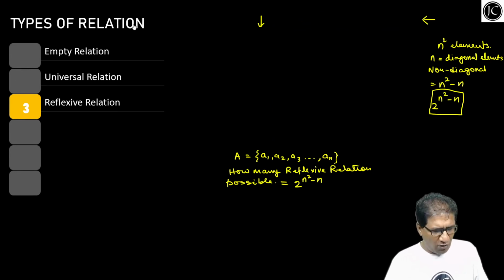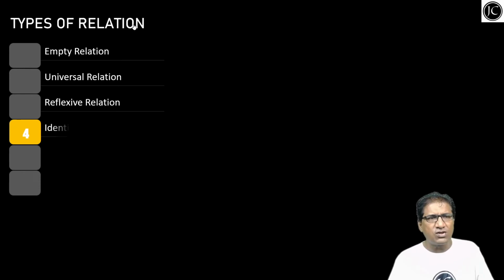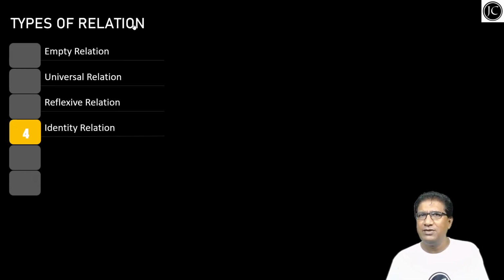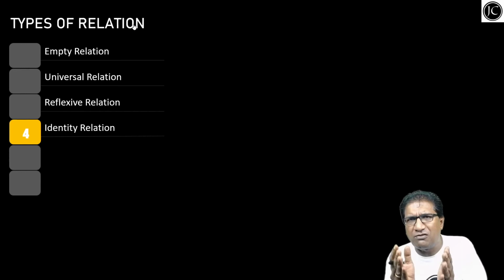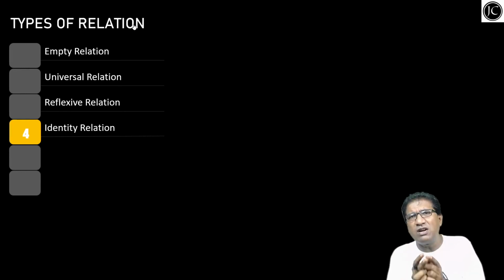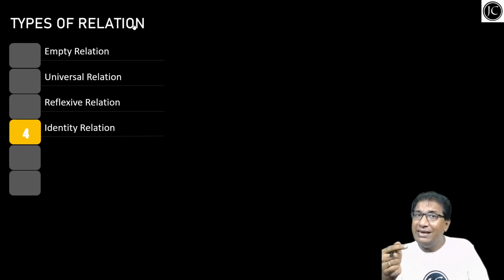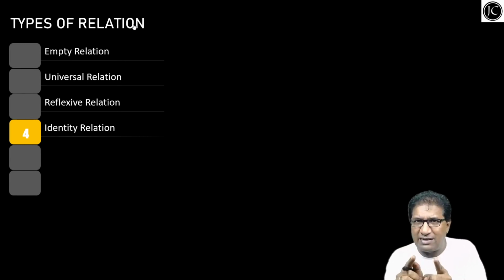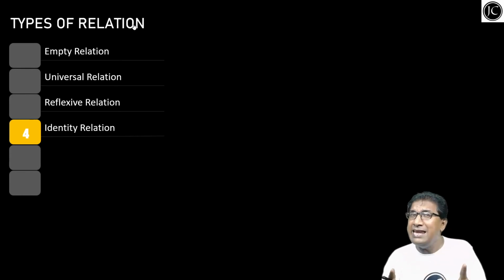Okay, now let us come to the next one, which is called the identity relation. Very interesting, very closely related with reflexive relation. In reflexive relation, what I told you is that every element of set A must come with its pair. In identity relation also, the same rule applies. That is, all the elements of set A with their pairs must come in the relation. But in identity relation, there should not be any non-diagonal elements present.